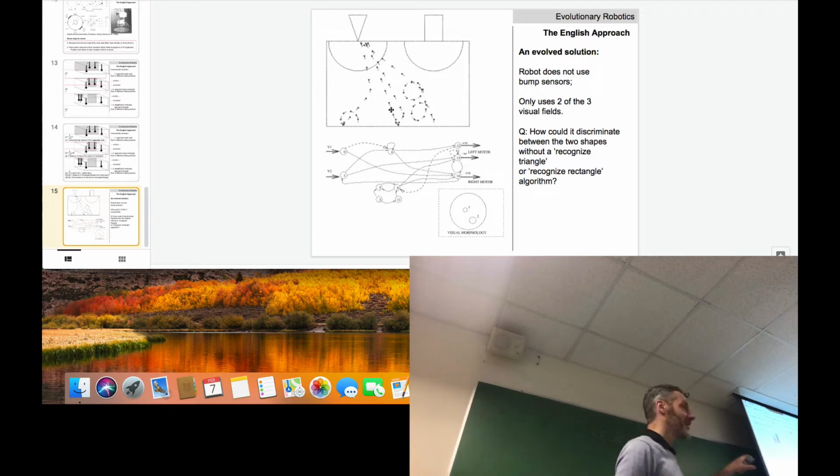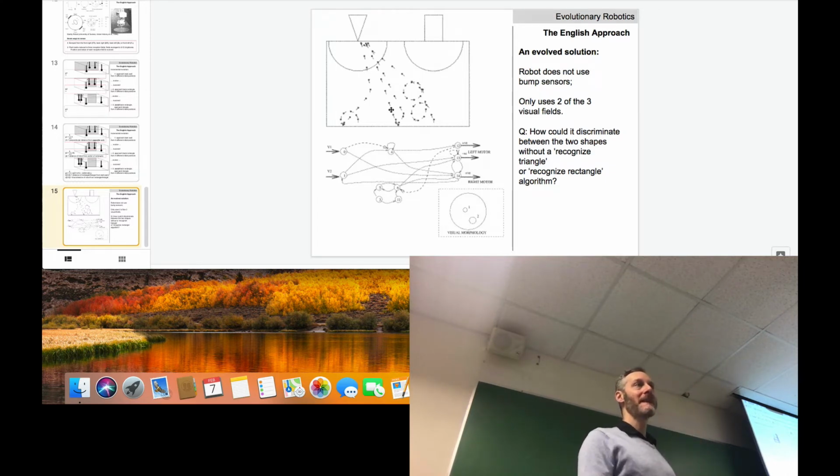Question? Does this totally break if you change the orientation of the triangle? You mean for this particular evolved neural network? Yep. What do you think? So if we took the triangle and turned it upside down, think it would still work? Probably not, right? I'm assuming that it's tuned the timing here and the placement of these visual fields that it would say, I don't know what that object is, but it's not a triangle, right? We might see it as an upside down triangle, but the robot may not.